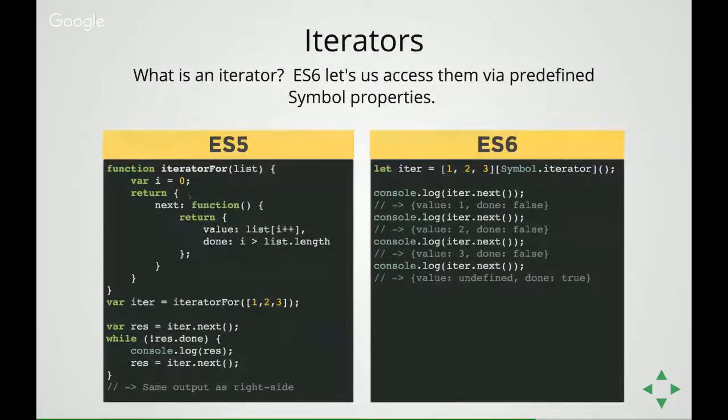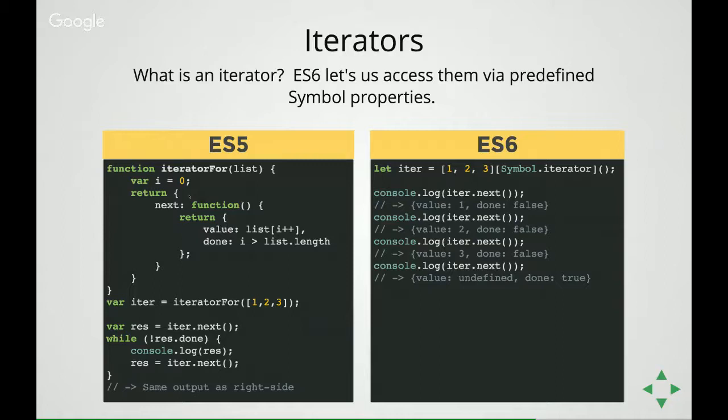So what exactly is an iterator? It just lets us access collections until there's no more values left, right? And iterators are lazy, meaning that I don't have to get the next value until I actually call some method on the iterator to get it. So if we were going to write an iterator in ES5 land, that's what you would get on the left-hand side. We created a function called iteratorFor, which takes a list, some kind of array collection. And what it does is it returns an object with the next method. Every time you call the next method on that returned object, you'll get the next item in the array.